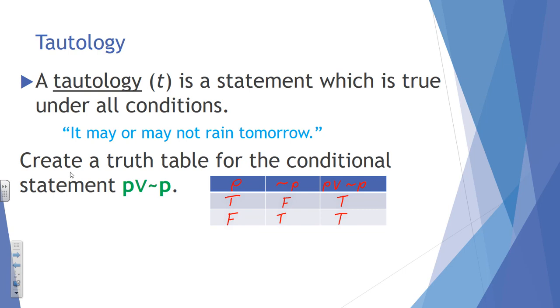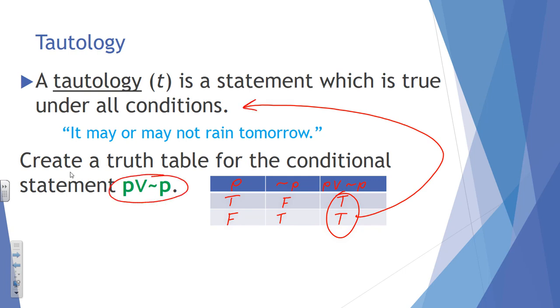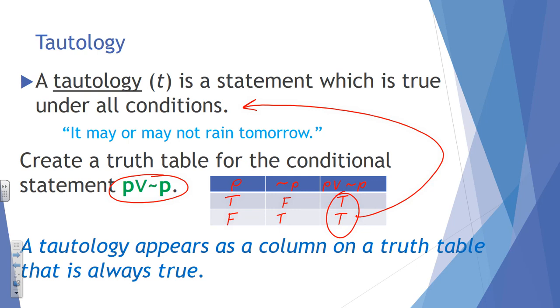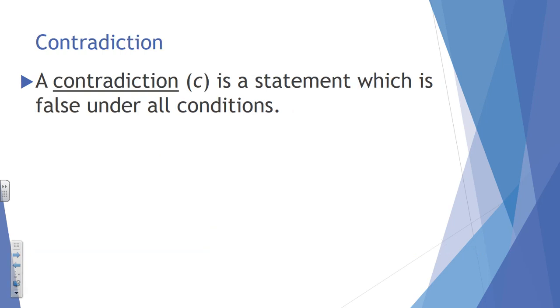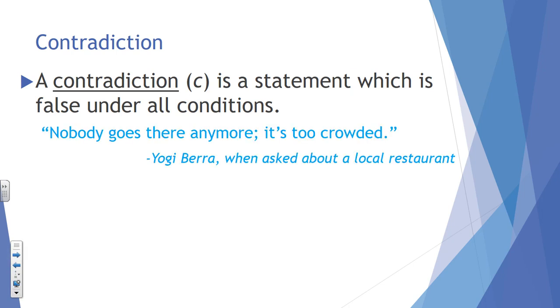And so what we've done is we've created a statement that is true everywhere. That is the definition of a tautology, and so we can say that P or not P is an example of a tautology statement. It's always true, no matter what. Anytime we build a truth table, if we have a column that is always true, then that column represents a tautology. The exact opposite of a tautology is a contradiction. A contradiction, which we'll represent with C, is a statement which is always false under all conditions.